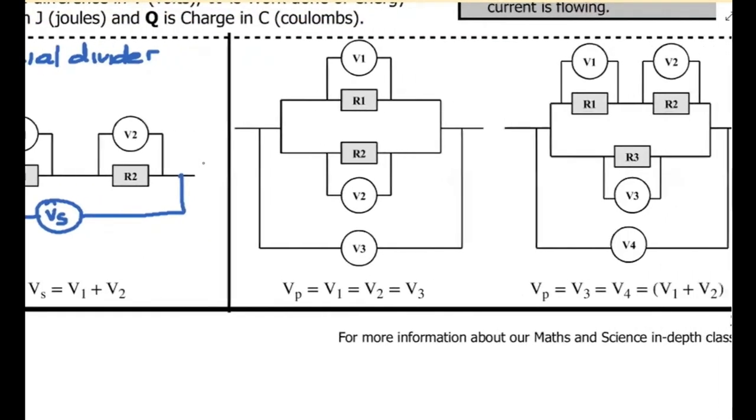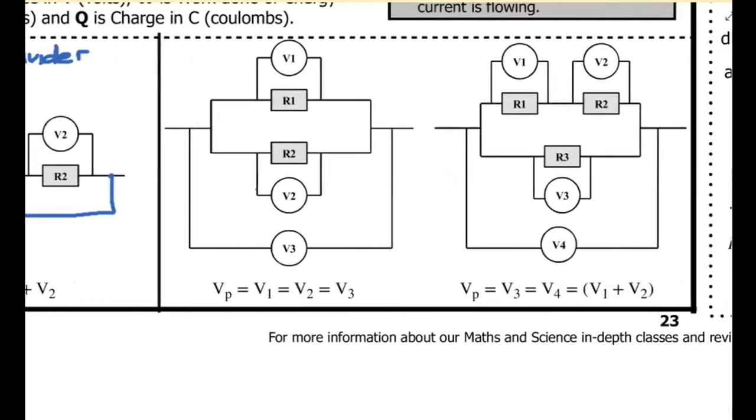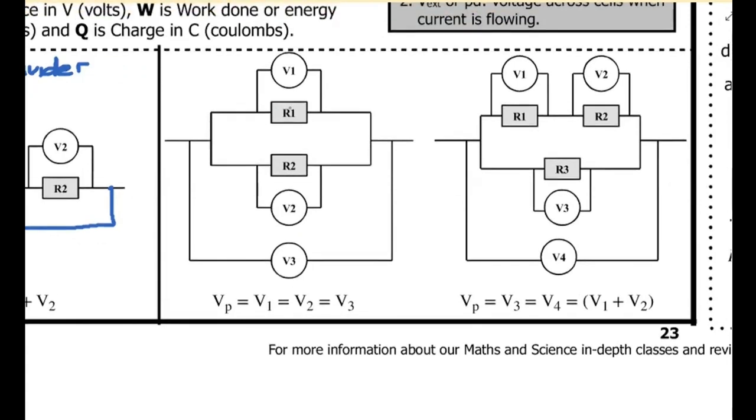Now, the one that causes a lot of confusion with children and with students and young adults is parallel. When I look at a parallel branch, what you have to realize is that the potential difference across each branch is the same. So the potential difference is the same, but remember the current divided.